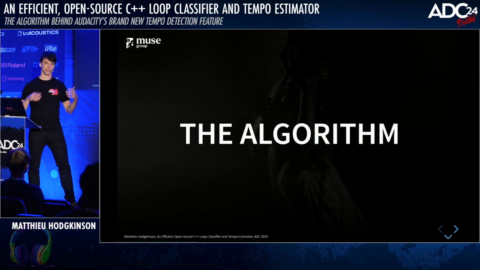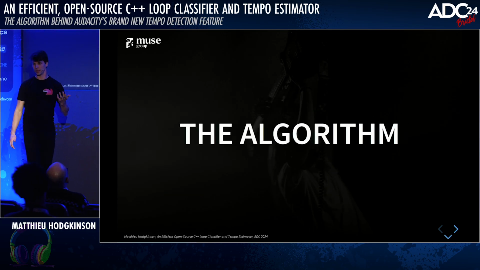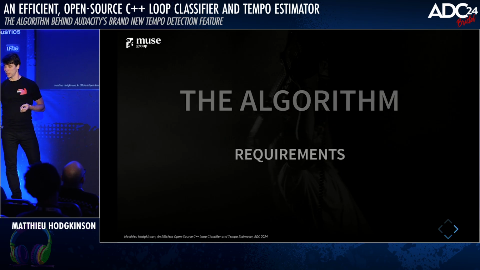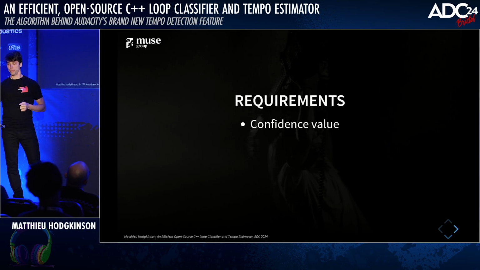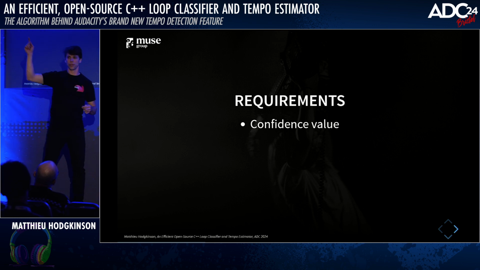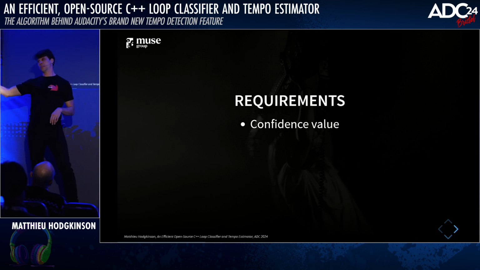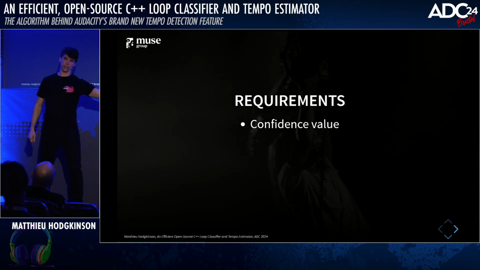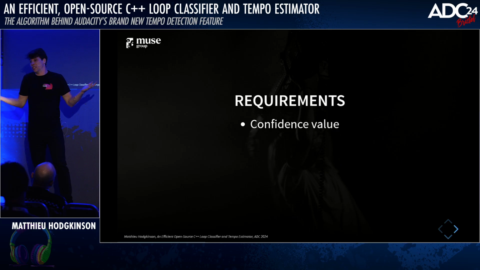All right, and now we are taking a look at the algorithm itself. Beginning with the requirements. So we need a confidence value. The confidence value is actually the output of the classifier. So yes, this is definitely a loop. This is definitely not a loop. And then there is the gray zone, because it's not a perfect classifier. So in the gray zone, yeah, maybe it's a loop.